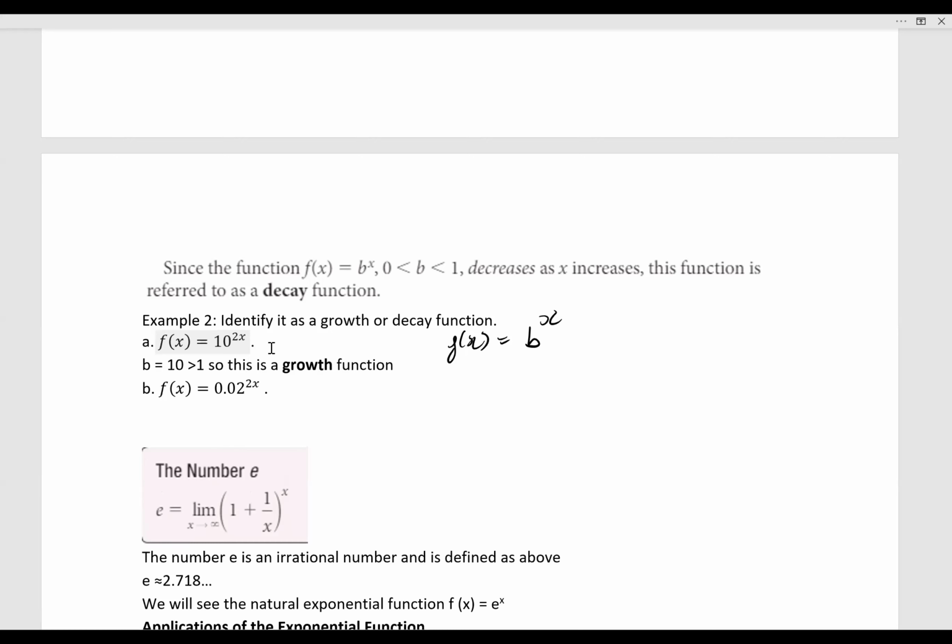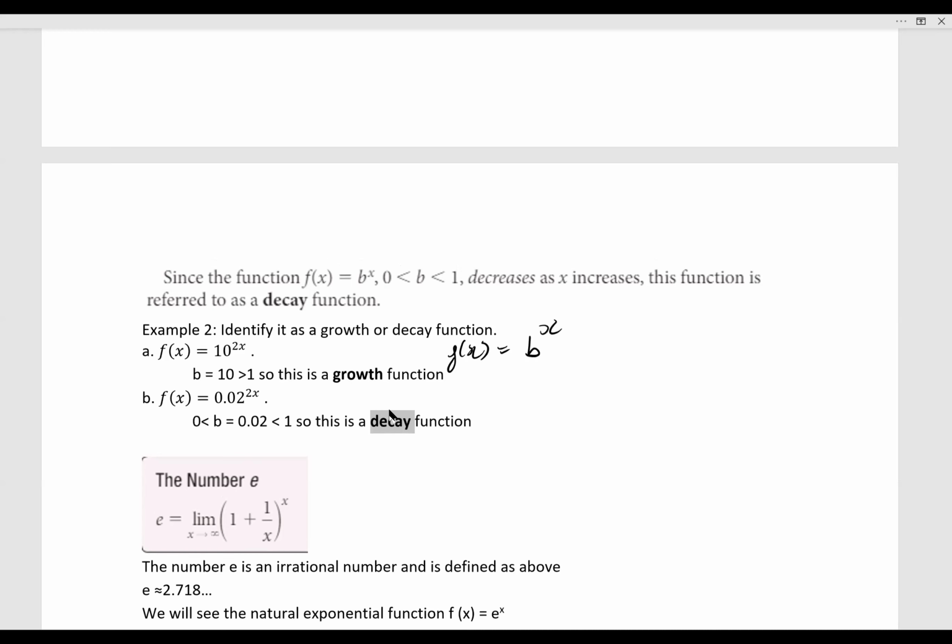Okay, for part B, I have b equal to 0.02, which is less than 1 and greater than 0. So this is a decay function. Easily, because the base in here is greater than 0 and less than 1.